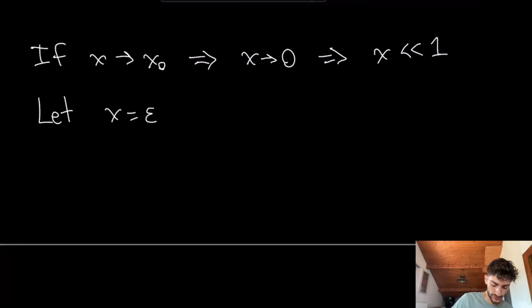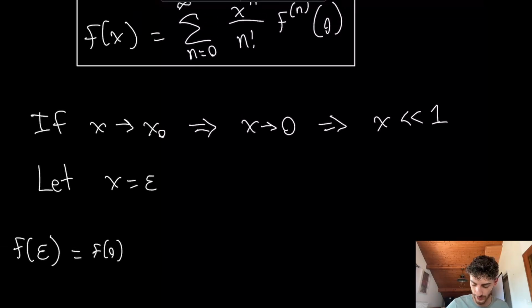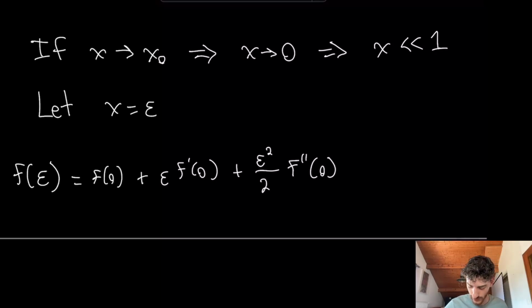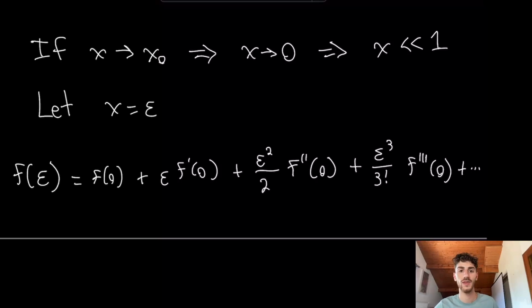Now I'm going to write out the series. So now I'm going to say f at epsilon. So we're doing this at a very small number. So we have f at 0. Okay, so we have f at 0 plus epsilon times f prime at 0 plus epsilon squared over 2 f double prime at 0 plus epsilon cubed over 3 factorial f triple prime at 0, dot dot dot.